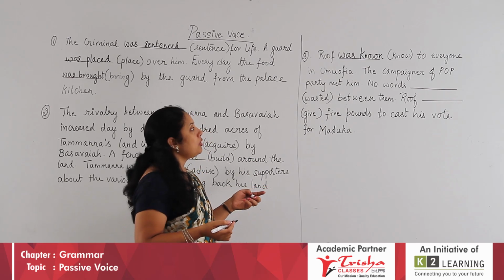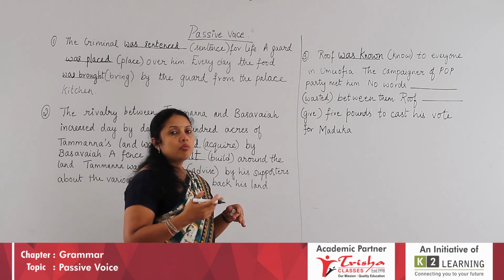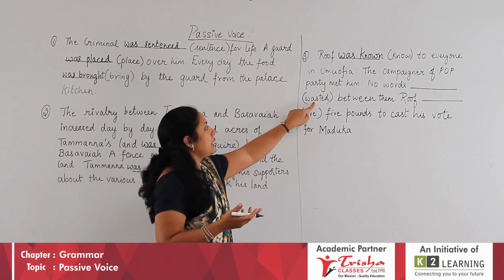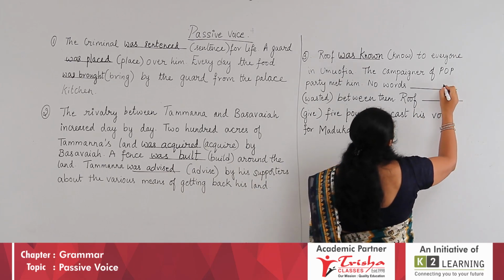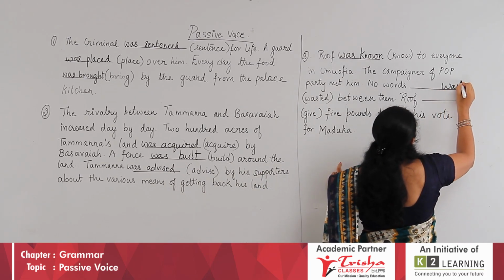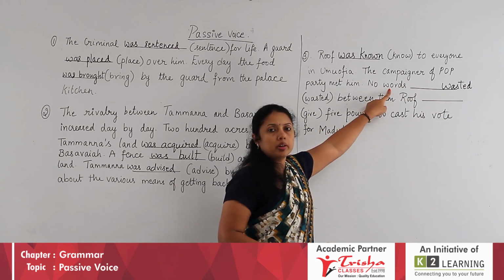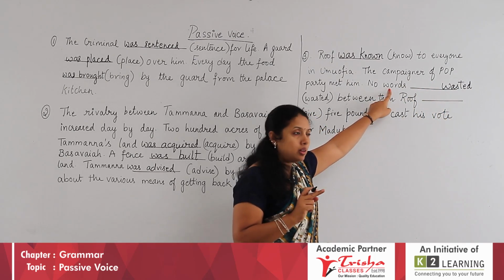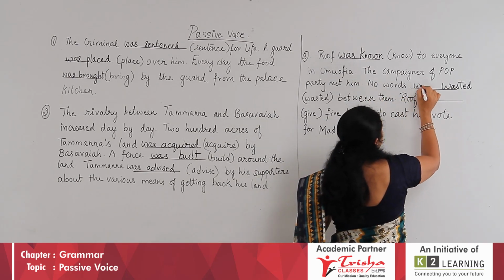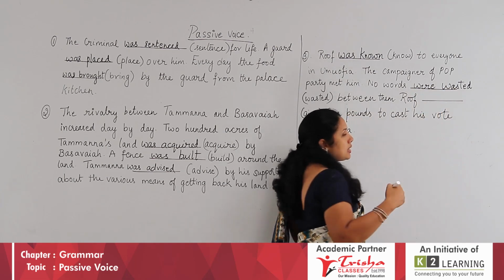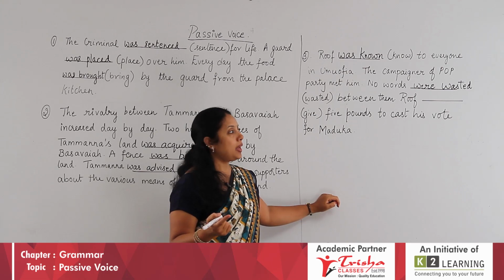The campaigner of the POP party met him. No words, words, past tense. Again, here waste is given. Wasted itself is given. So I just write wasted, and then what do I write here? When I am talking about words, they are plural. So again I have to write the plural verb here. That means it will be were. Past tense and plural verb. No words were wasted between them.